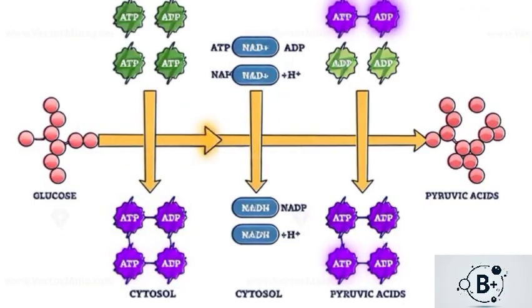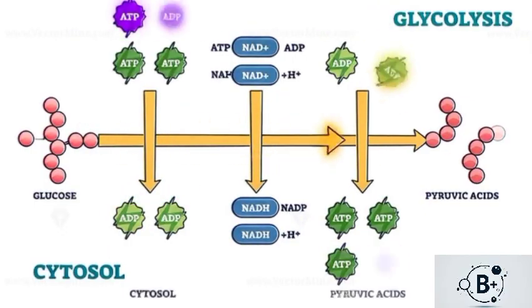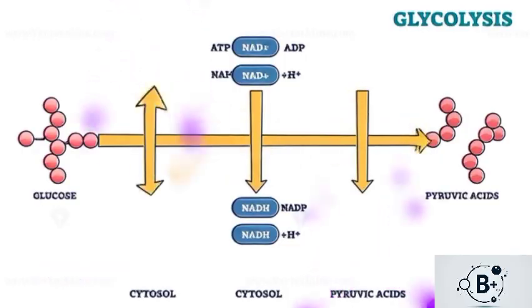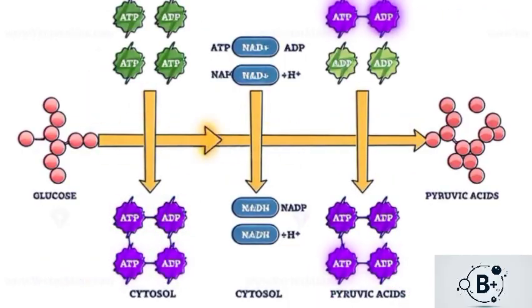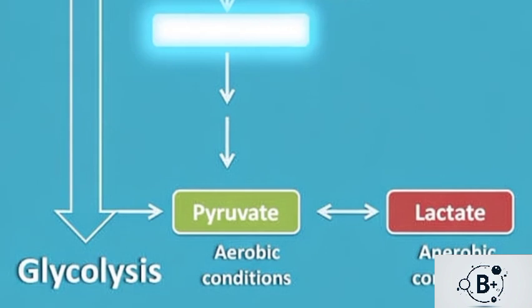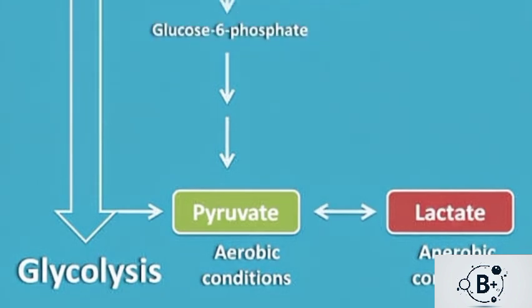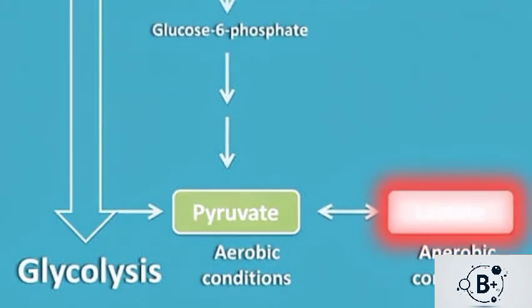What happens to pyruvate? With oxygen, pyruvate enters the mitochondria and forms acetyl-CoA for high-yield ATP production. Without oxygen, it becomes lactate, allowing glycolysis to continue.